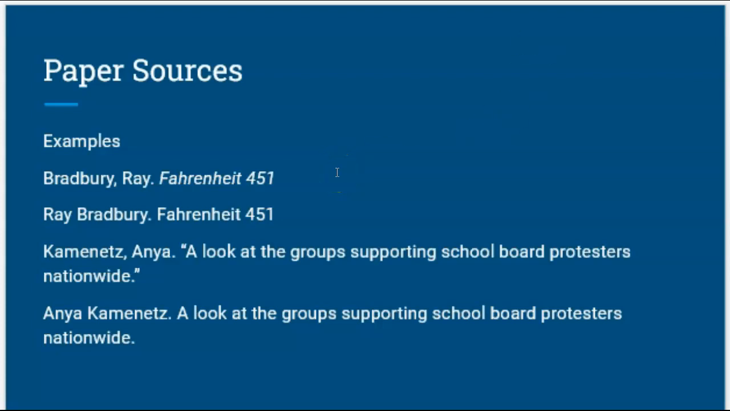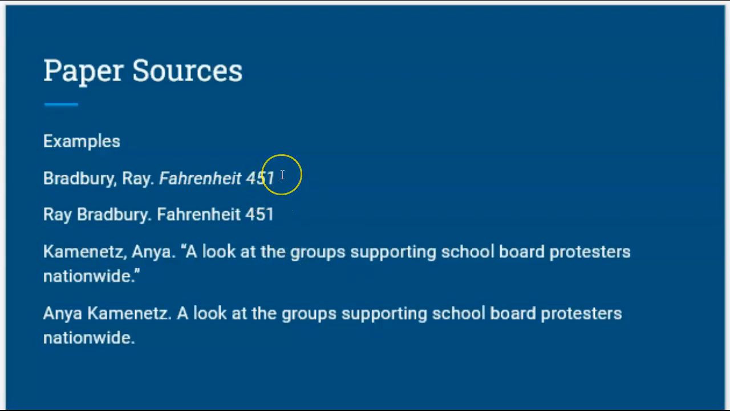We've got Ray Bradbury, who's the author of Fahrenheit 451. This is a book. And then we have here an article by Anya Kamenetz, "The group supporting school board protesters nationwide." That's the name of an article. Okay, so we've got a book and we've got an article. Let's take a look at the differences here.